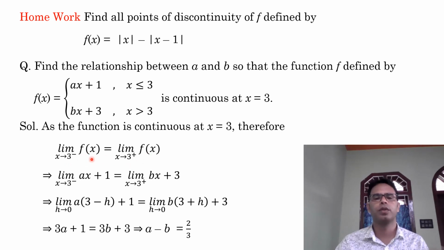So they are equal. After that we only have to use the conditions. 3 minus means less than 3, this line I wrote, and greater than 3, this line I wrote. Then h tends to 0. Here also I took h tends to 0, a remaining the same, x is replaced by 3 minus h, and here x is replaced by 3 plus h, then h goes to 0. So we get thrice a plus 1, and here thrice b plus 3. Then thrice a minus thrice b is equal to 2, so a minus b equal to 2 by 3.